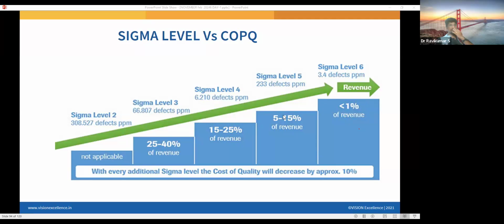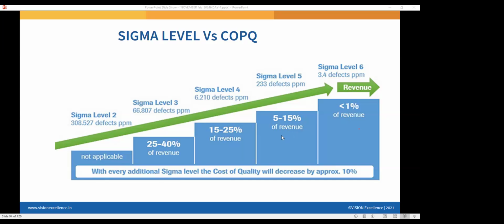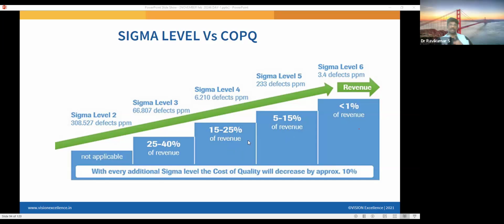Here, at sigma level 4, obviously the cost of poor quality rises to 5 to 15%. So your revenue goes down by another 5 to 15%. Out of 100 rupees revenue, you are getting 85 rupees, but out of 100 rupees which your process generates, you could get 99 rupees. Simply because of the process defects, the revenue goes down to 85%. If you still go down, the revenue goes down to 78%. Then it goes down to 60%.